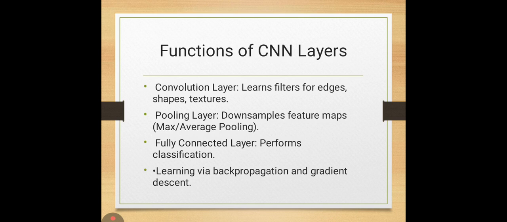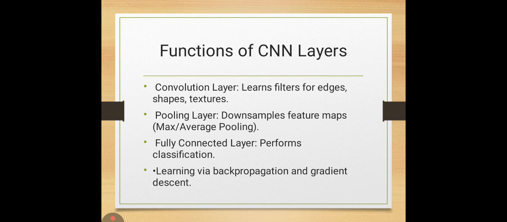Next, the pooling layer. The purpose of the pooling layer is to reduce the spatial size of the feature map, which reduces the computation, and it prevents overfitting. The common pooling methods include max pooling and average pooling. Pooling helps CNN focus on the most important features.